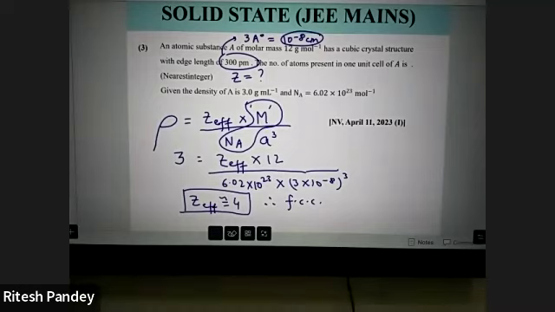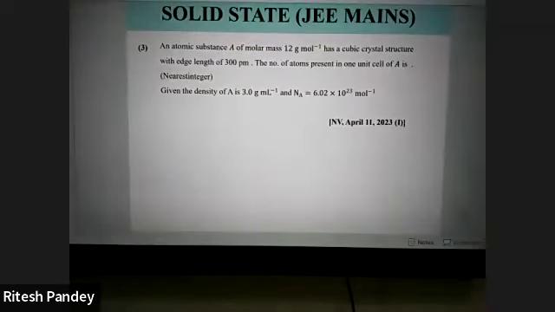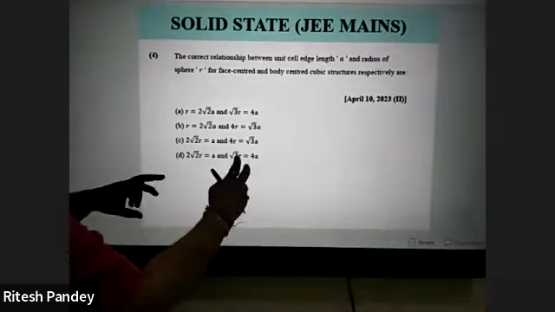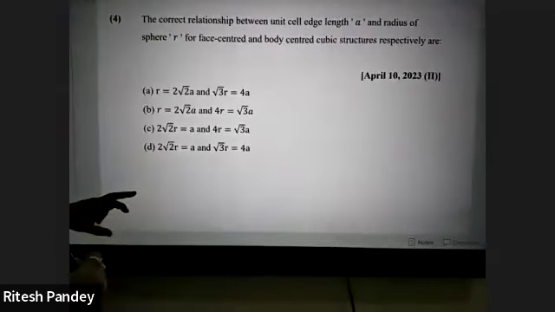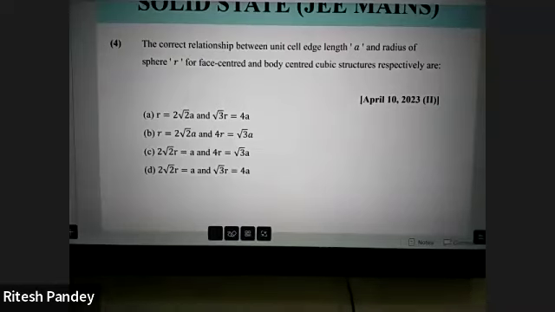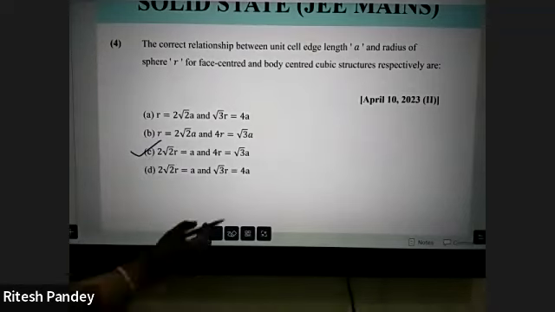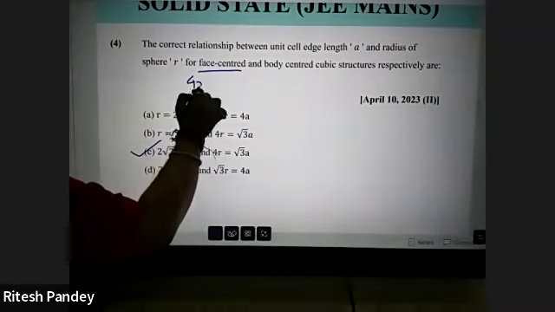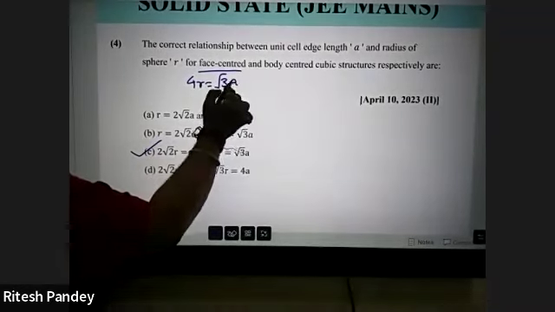So far, so good, I believe. Question 3, we move to question 4. Question 4. Again, a routine problem. Again, it's about getting used to. Sir, option C. Option C looks good. I think you're all understanding me. Option C looks good. For a FCC, 4R is equal to root 2A.